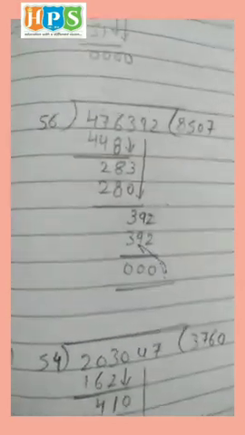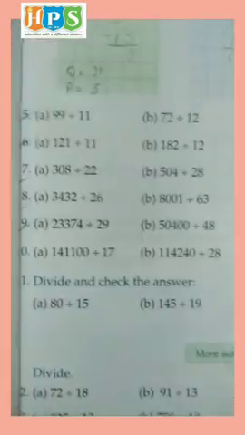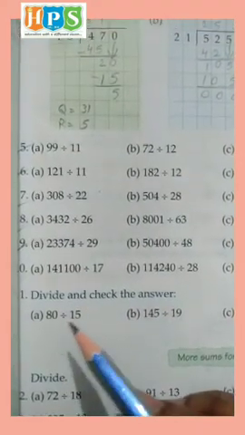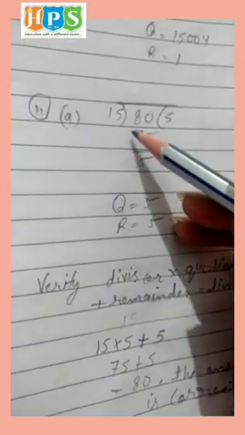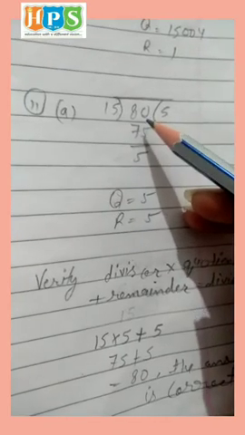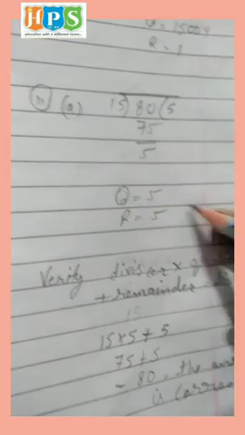A, B, C, D and E. Question 11. Divide and check the answer. 80 divide 15. We need the table of 15. 15 5s are 75 and you can subtract 80 minus 75, 5. So quotient 5 and remainder 5.